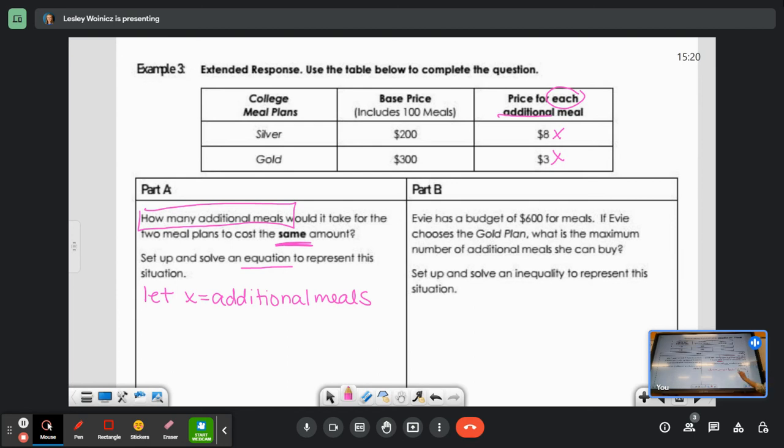Okay, so we'll have a silver side and a gold side, and we want the 2 sides to be the same. So for silver, my base price is 200 plus the 8x for the additional meals. Girls gotta eat. Okay, for gold, 300 plus 3x.